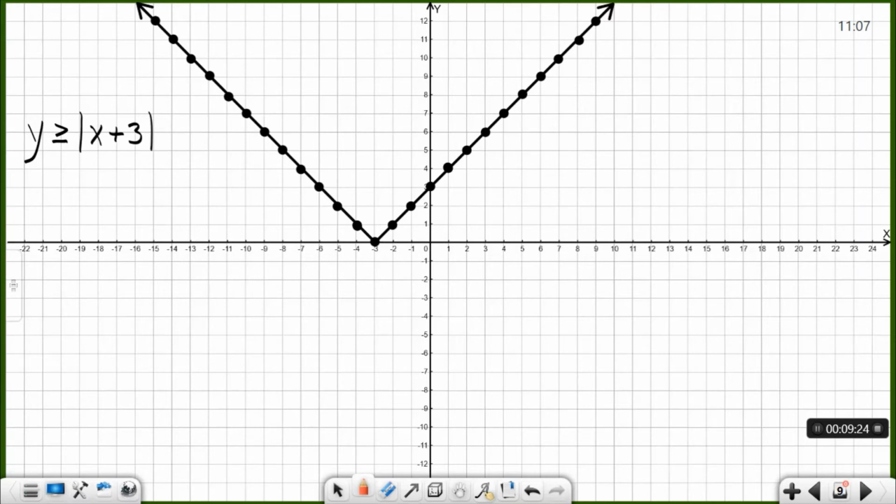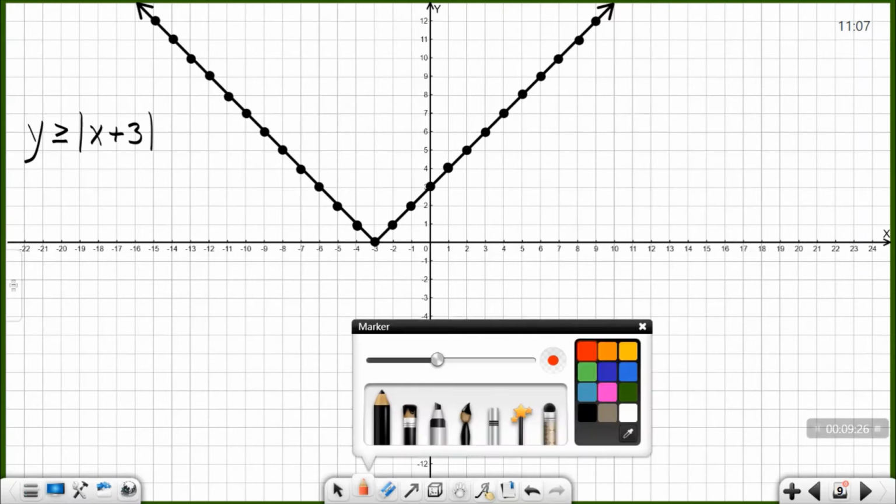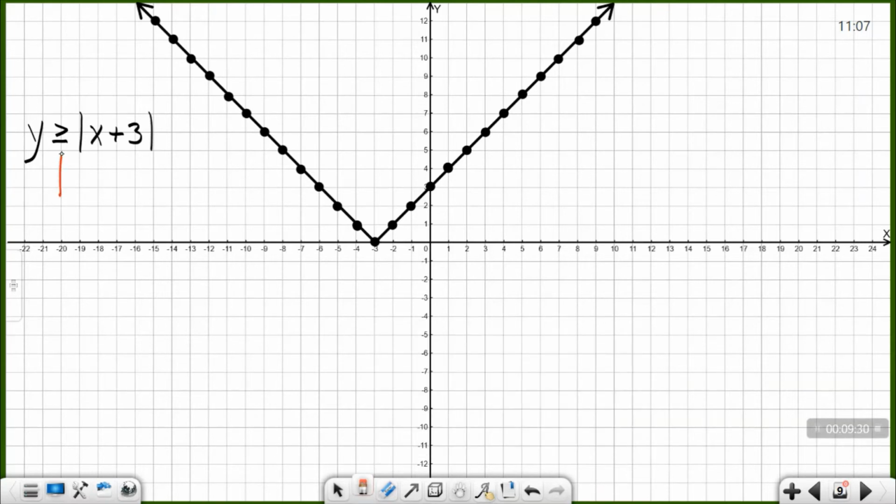And now we go about looking at our inequality. And notice the type of line that I drew here. All right, the type of line that I drew was a solid line, or a solid V, because it is equal to here, and that's my boundary point. And then now let's talk about our shading.